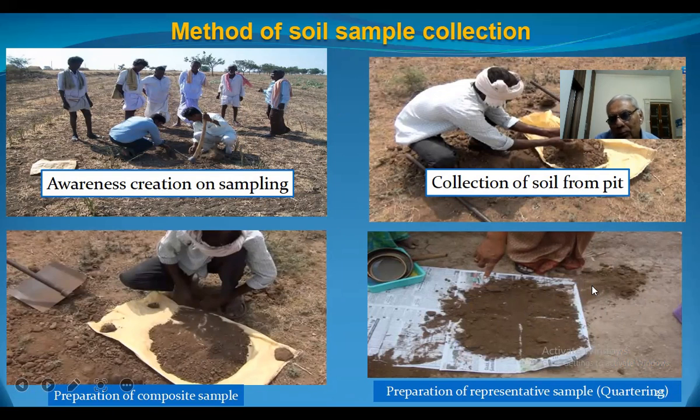Then you have to put a label on the soil sample, so you can identify from where the sample has been collected. When you get the soil testing report, you can know which field has a deficiency of nutrients and which field has sufficiency. So you can plan accordingly and get higher crop production.